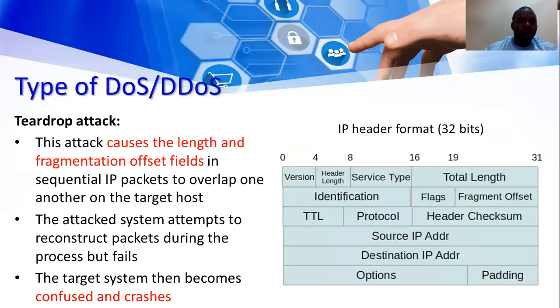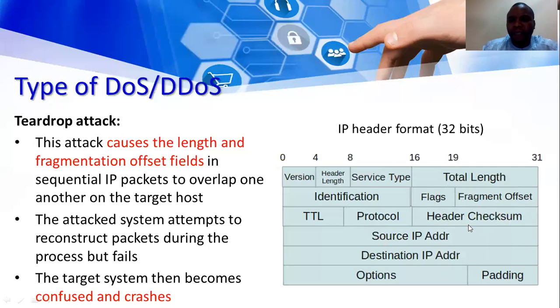The second one is a teardrop attack, and the teardrop attack causes the length and the fragmentation offset fields in sequential IP packets to overlap one another. You know that we have the IP header format, and you can look at this example here for 32-bit. So you look at the length and the fragmentation offset. When they overlap, there will definitely be an error in the checksum. The checksum will not give you correct information.